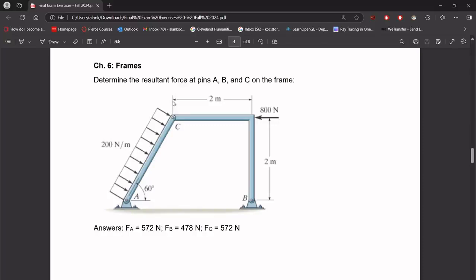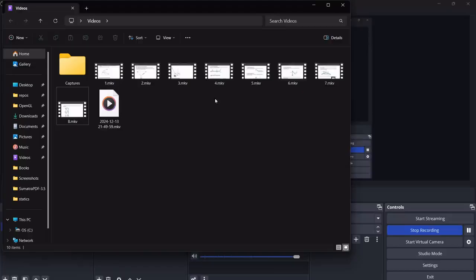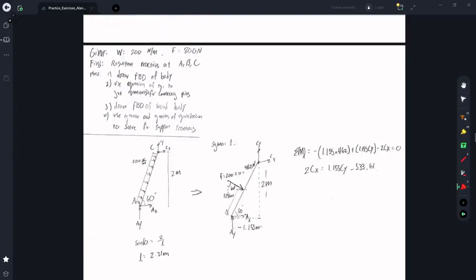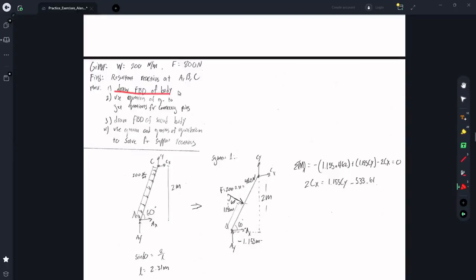All right, for this problem, we're given this frame. It has a distributed load of 200 Newton per meter, and there's another force of 800 newtons acting along the x-axis. What we want to find is the resultant force of the reactions at A, B, and C. To do that, we are first going to draw free body diagrams of each body of the frame.